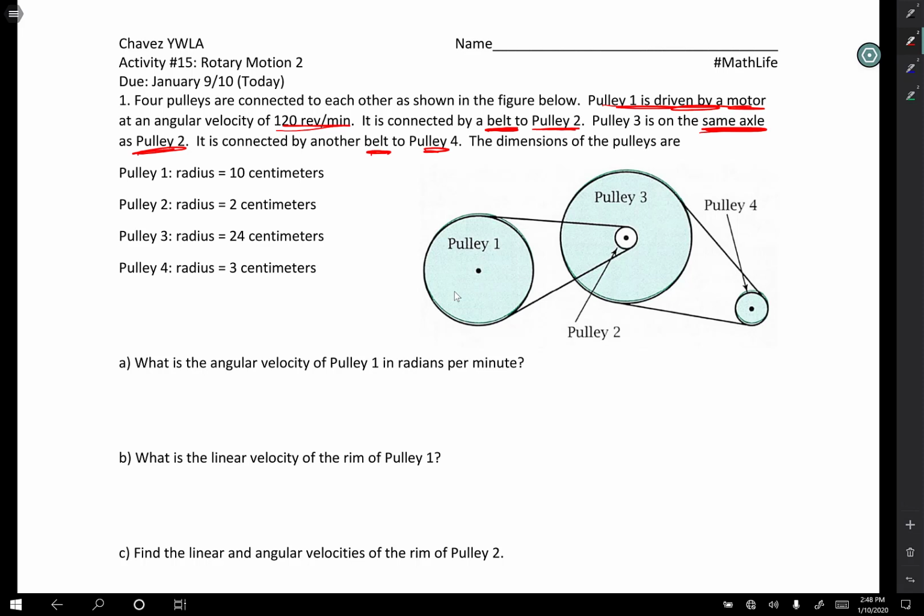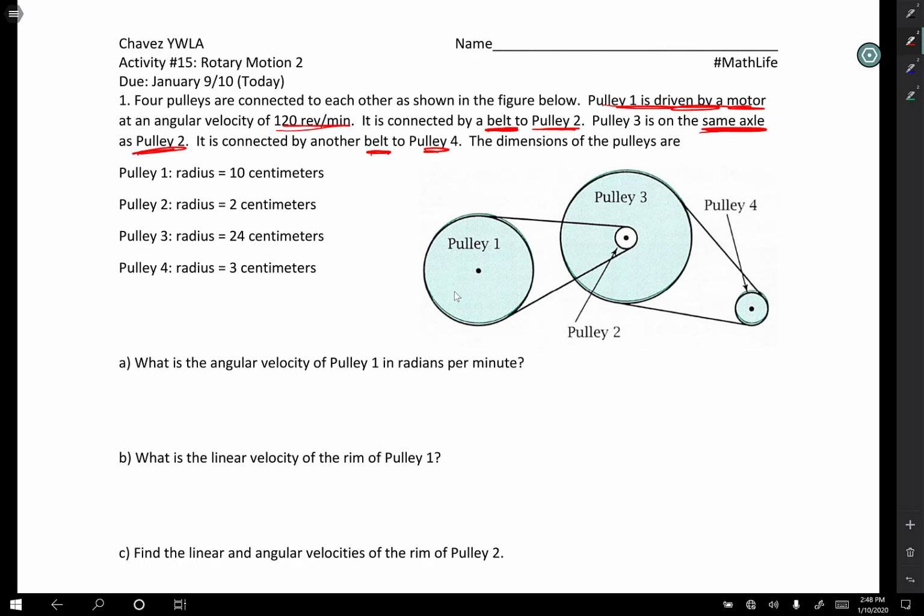Okay. So let's talk about this. Don't worry, we're not going to just look at the picture. Don't even worry about the words up here. Pulley 1 and pulley 2 are connected by this belt, yes or no? That means they have the same what? Perfect, same linear. So somewhere in here, put pulley 1 and pulley 2 have same linear. Write it anywhere, doesn't matter where.